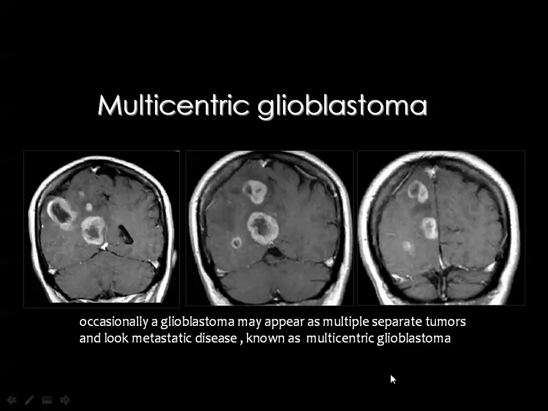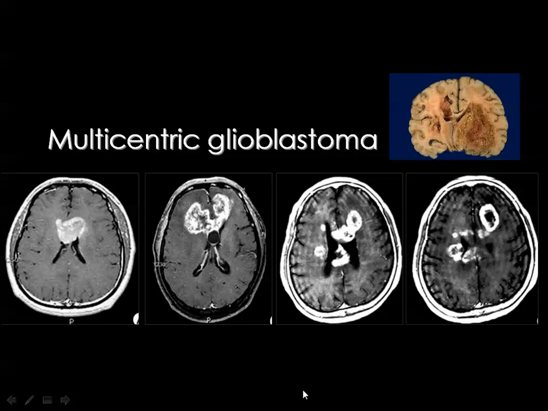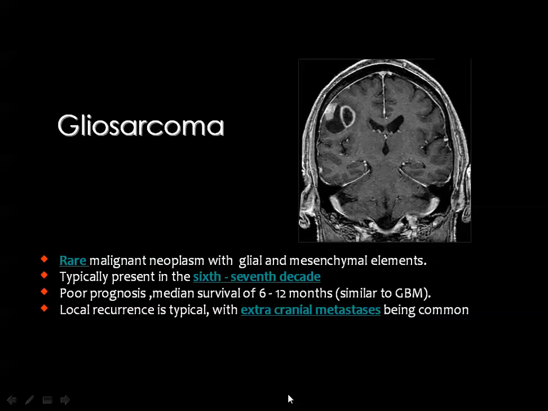And this is a case from the literature showing multiple enhancing lesions in the right cerebral hemisphere and diagnosed by biopsy as multicentric glioma. Also, this is a multicentric glioma, which is usually of the glioblastoma type, showing multiple foci of lesions in both cerebral hemispheres, showing heterogeneous pattern of enhancement. Of course, in the differential diagnosis of this appearance, metastasis should be included. Also, lymphoma should be included in the differential diagnosis.